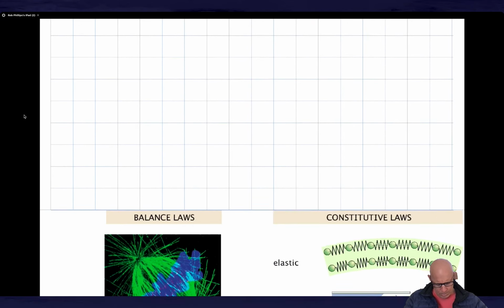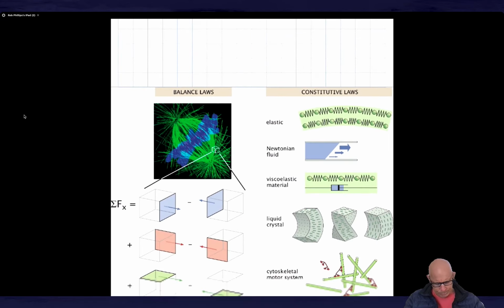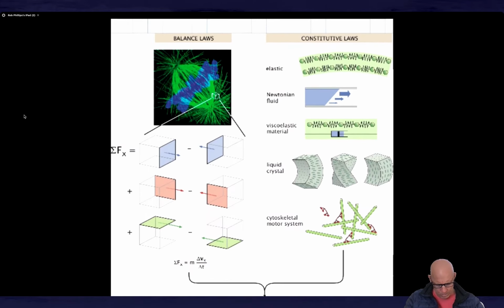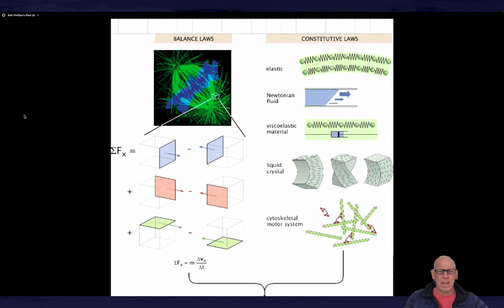So with that said, as I've already noted, what we're going to try to do is F equals ma. And let me begin by giving you a little bit of a qualitative statement about the F equals ma part. As shown here, there's a little cube of material, which in this case is part of a spindle. So there's a bunch of microtubules piercing that little cube.